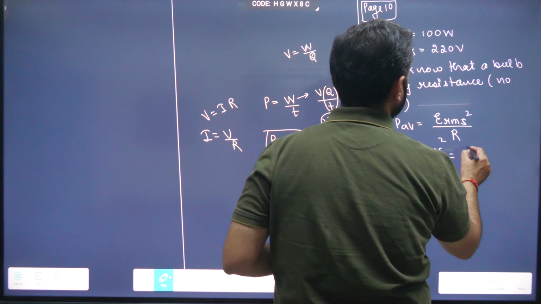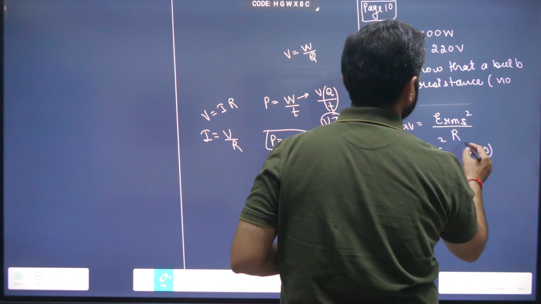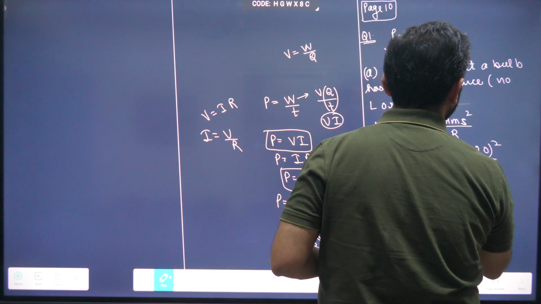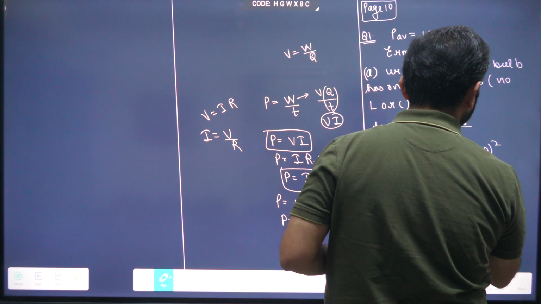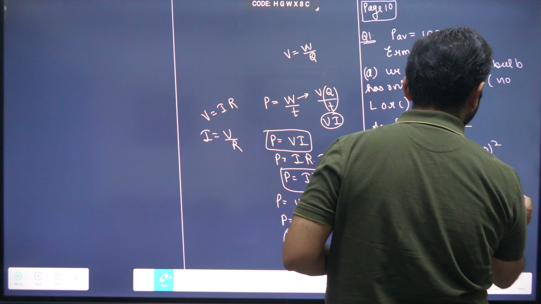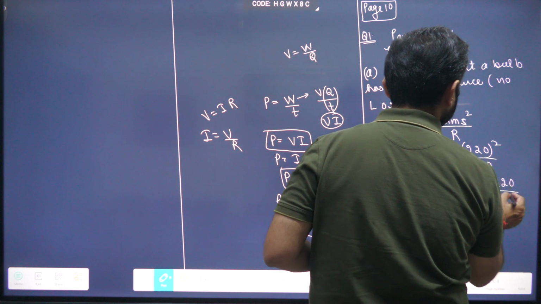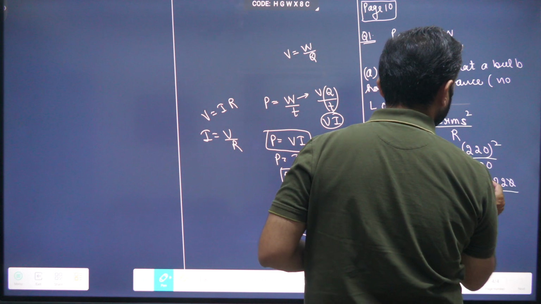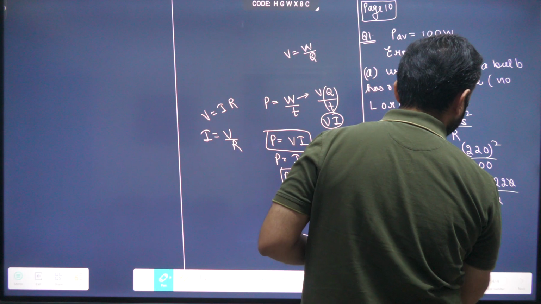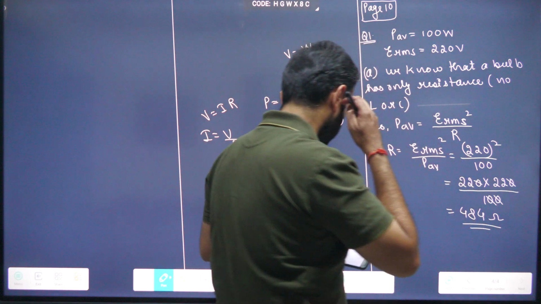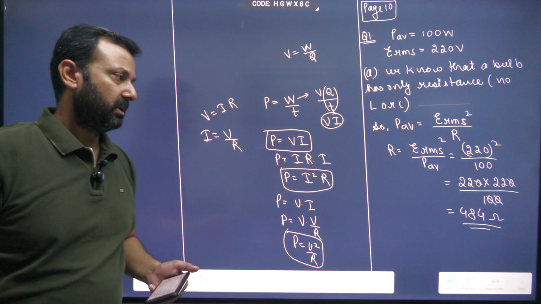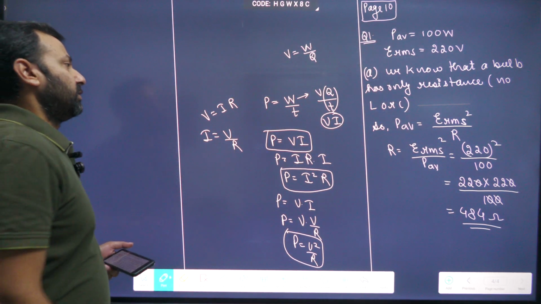What is this ERMS? It is 220. 220 square upon 100. 220 multiplied by 220 upon 100. This 0 will cut this 0. This 0 will cut this 0. 22 into 22 is 484 ohms. Resistance is 484 ohms.